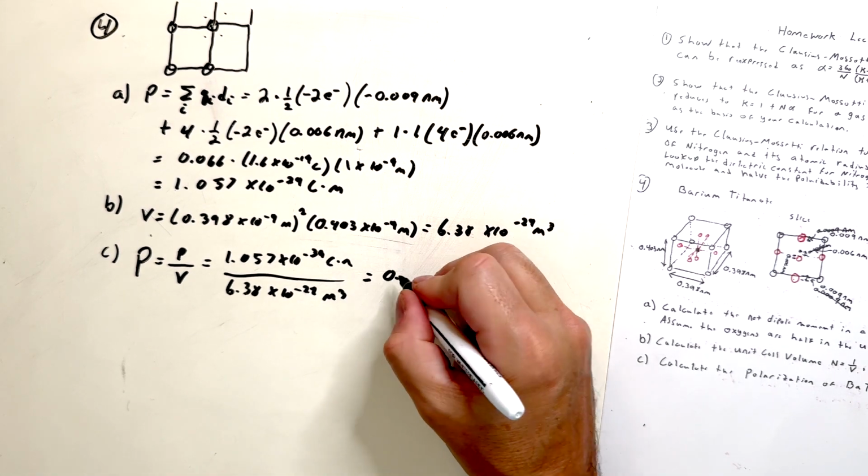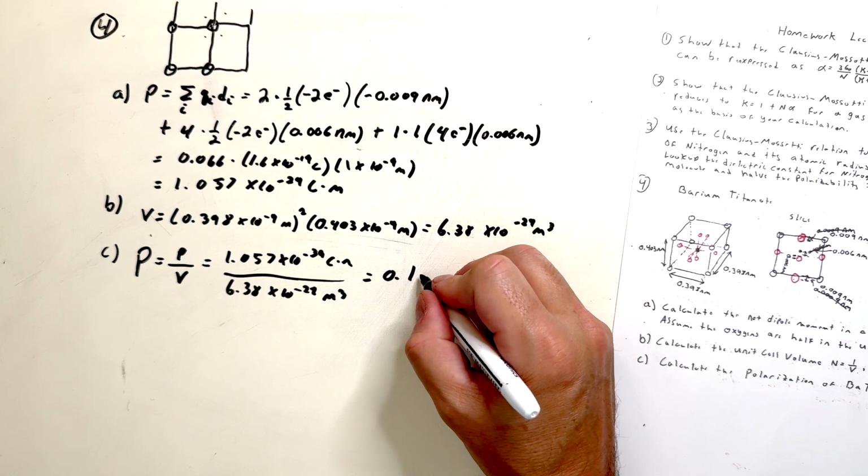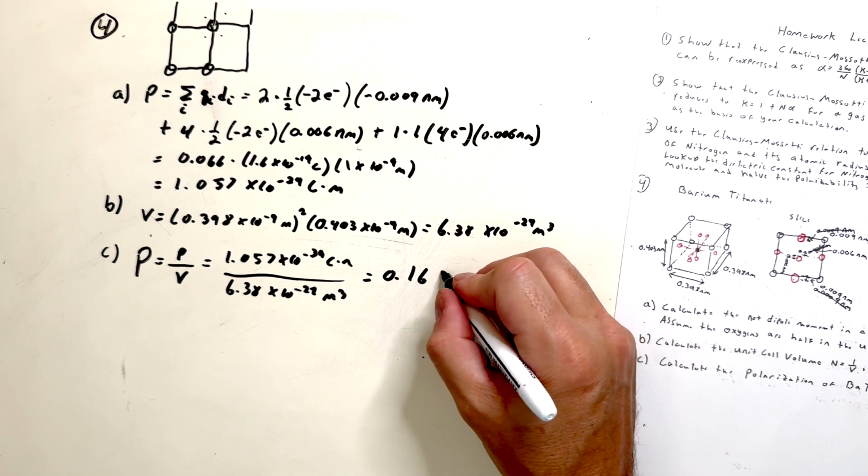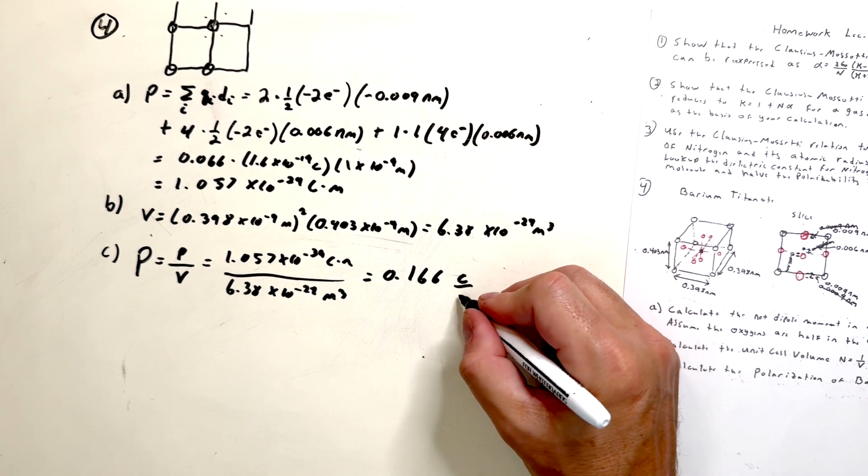And we get 0.166, we'll call it, coulombs per meter squared.